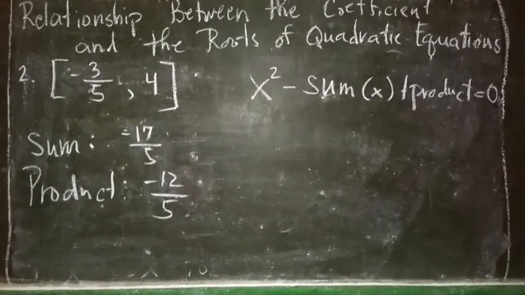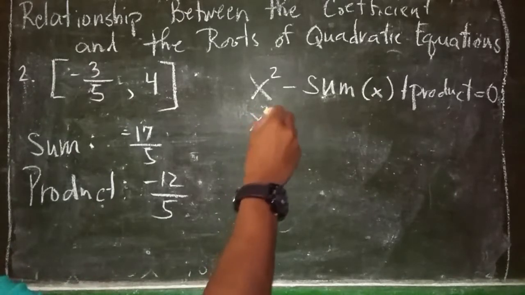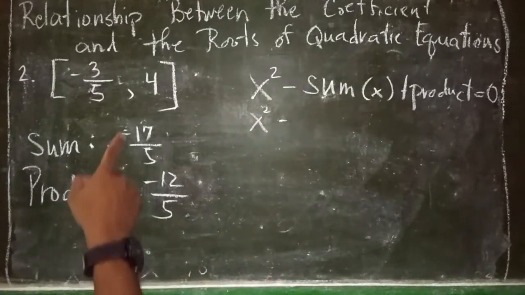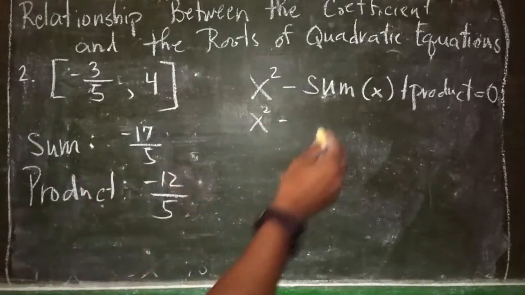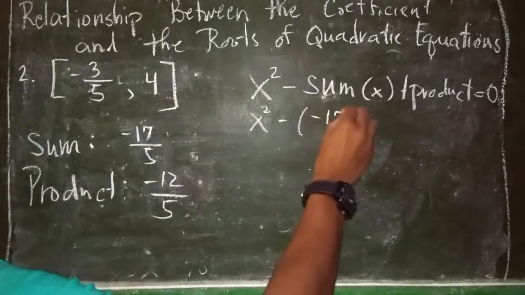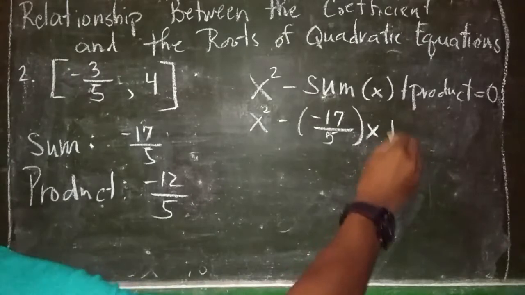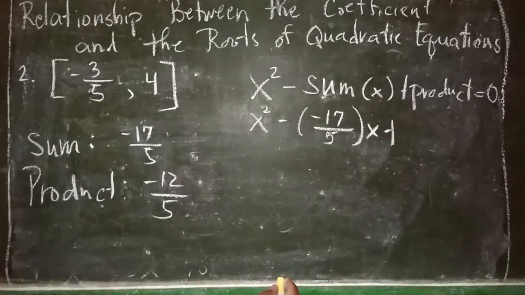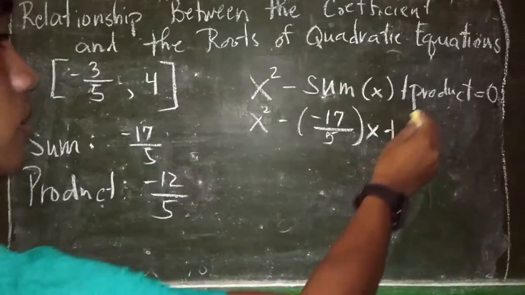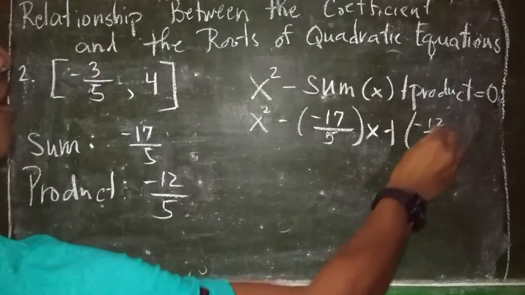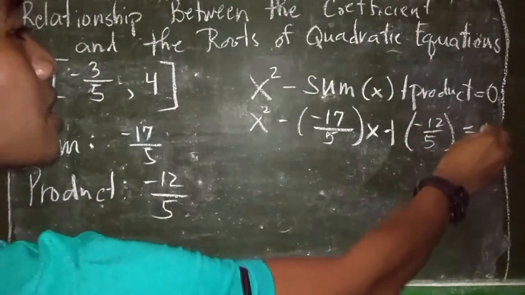Okay, so after determining the sum and product, let's now substitute in this form. So x squared minus the sum, negative 17 over 5 x plus the product, negative 12 over 5 equals 0.